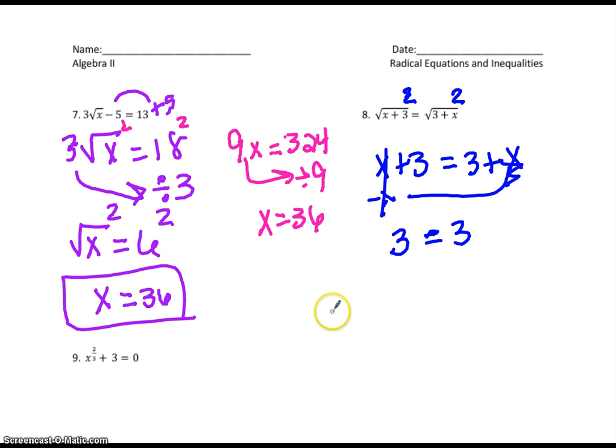When you lose all of your x's, remember this is where you've got to figure out, is my answer no solution or is it all real numbers? Well, 3 is equal to 3, which is true, and that means my answer is all real numbers.